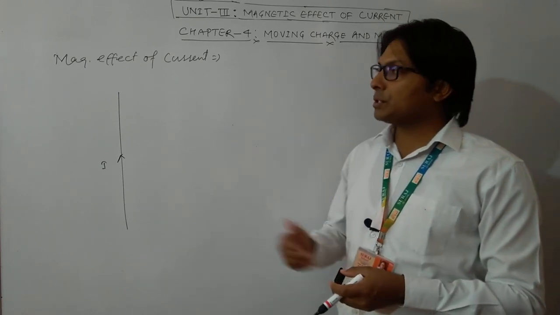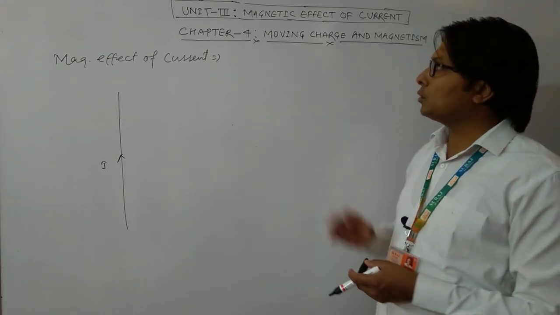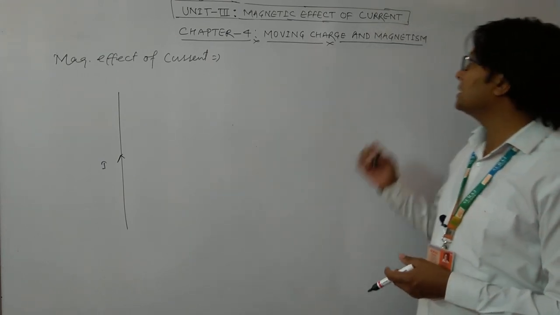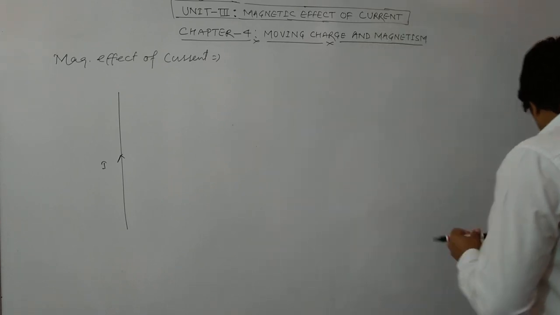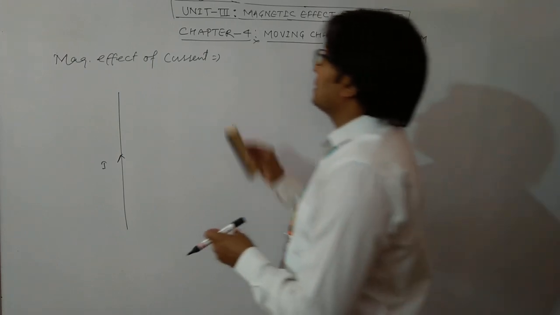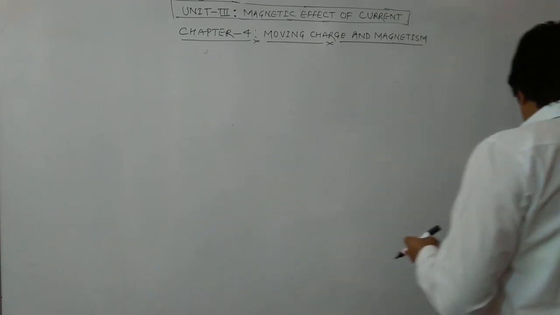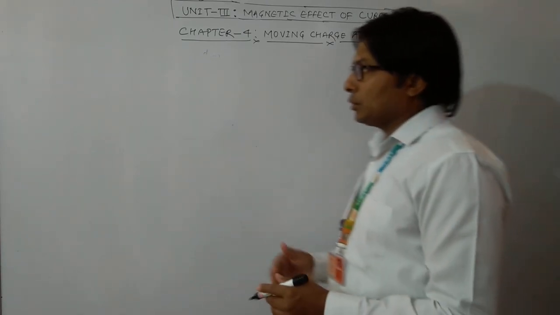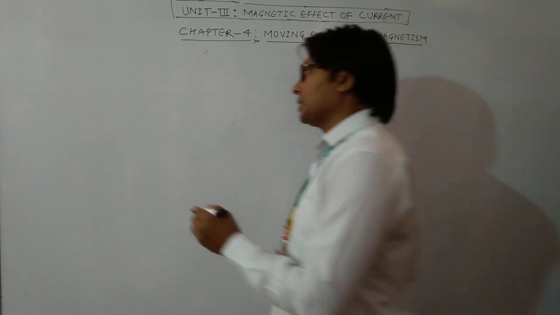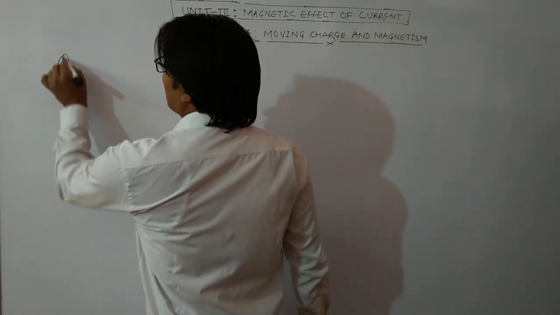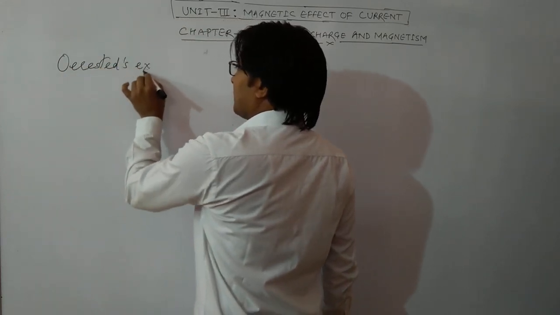We will talk about Oersted's experiment first, and thereafter we will move on to the chapter on moving charge and magnetism. So let us have the setup for Oersted's experiment first, and thereafter we will draw the conclusions which were made by Oersted in his experiment.